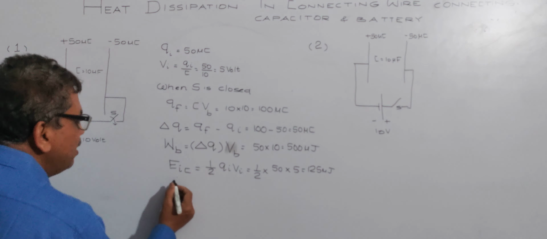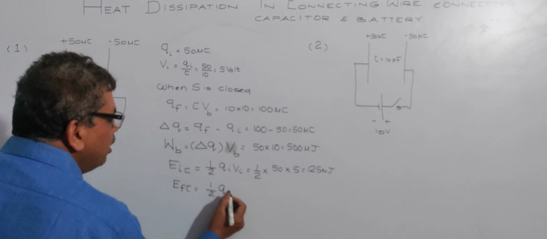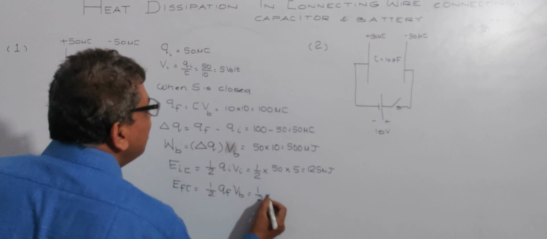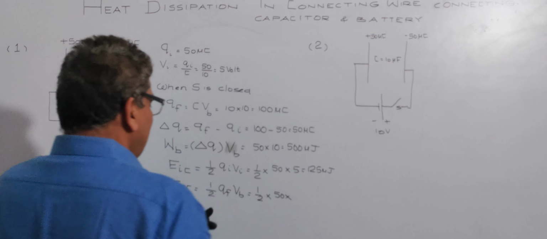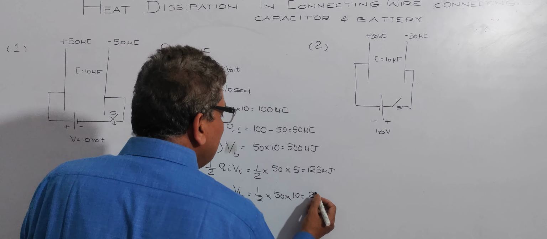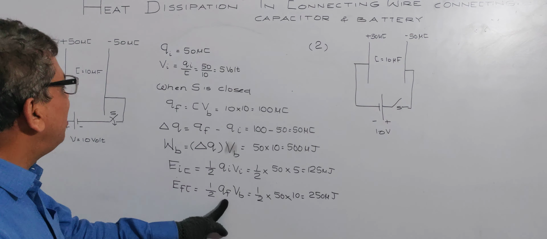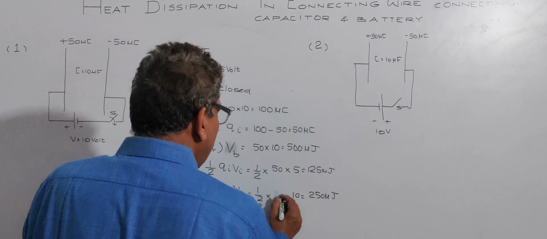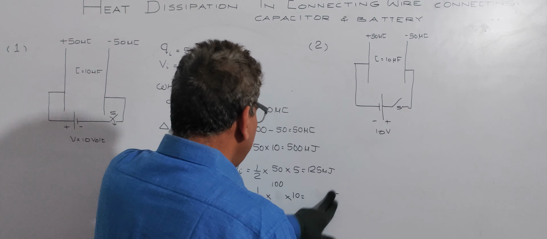Now I can find the final electrostatic potential energy between the two parallel plates of the capacitor. I have QF and VF, where VF is nothing but V battery. Half QF, where QF is 100, times the final potential of the battery, that is 10. So this is 500 microjoule. Is it clear?